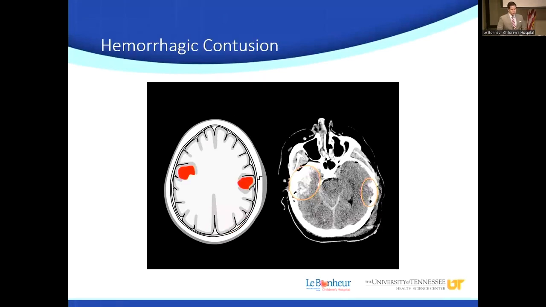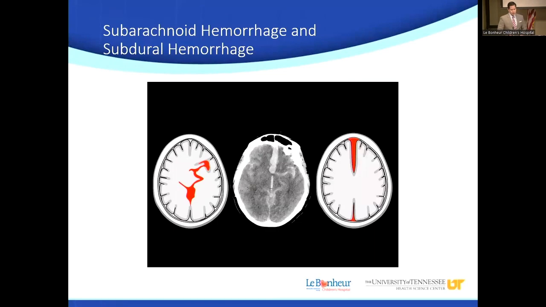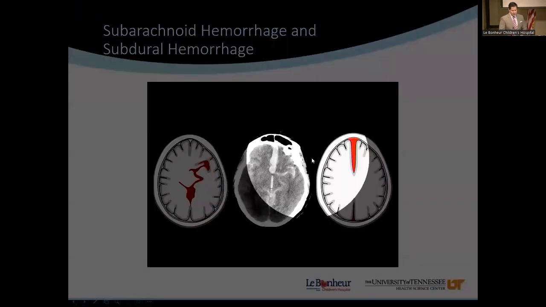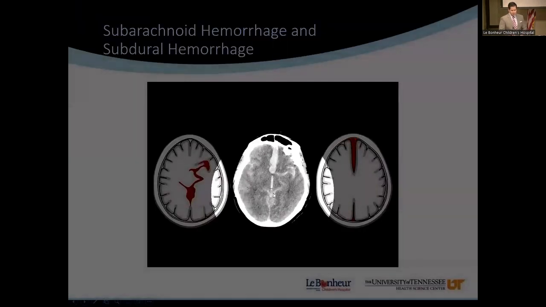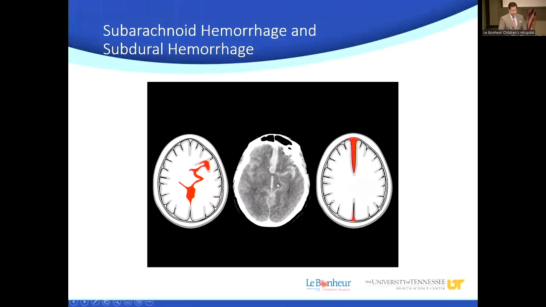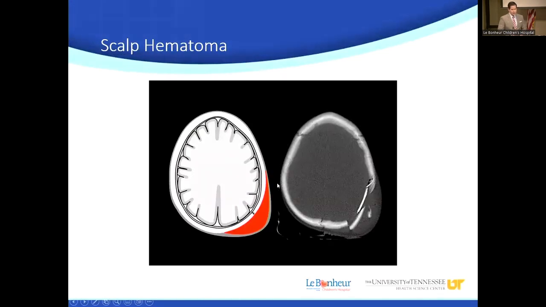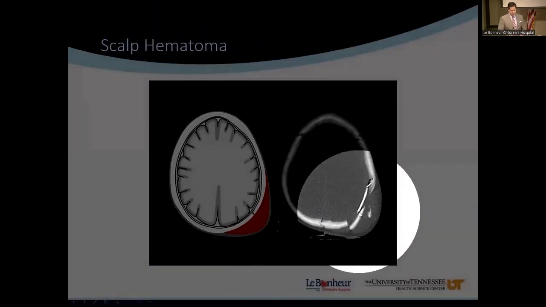Hemorrhagic contusion. So, for example, this patient, you're hitting both sides and you have blood in the parenchyma. Subdural and subarachnoid. You can see in the sylvian fissure and the basal cisterns how much hyperdense material is there because that's blood. And scalp hematoma, you can see how it's overlying the area of the fracture here.